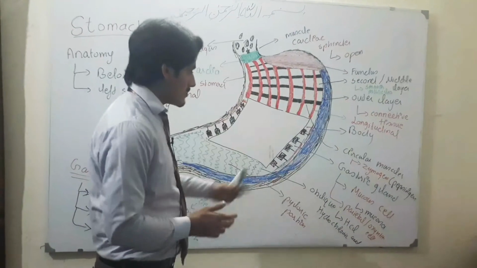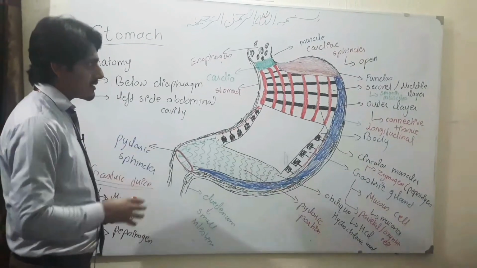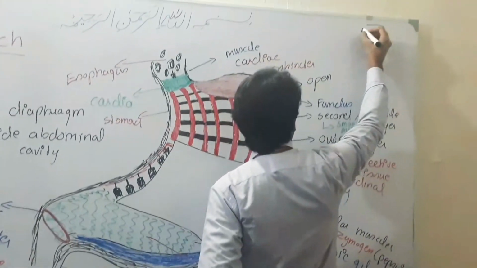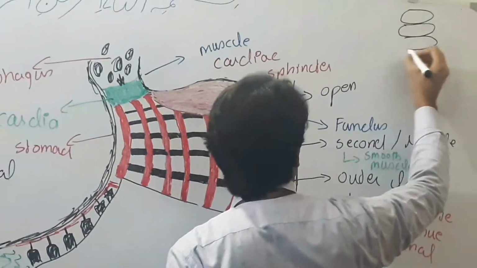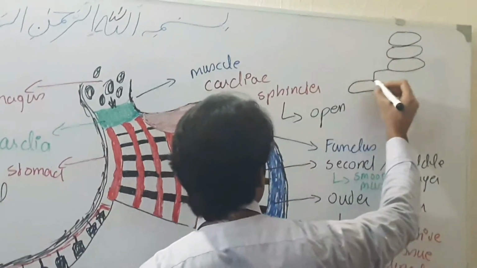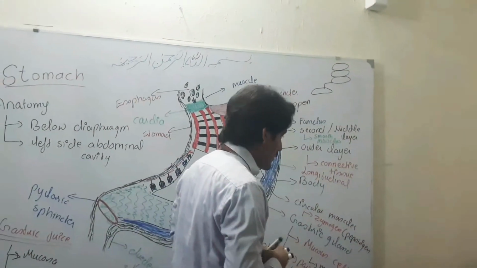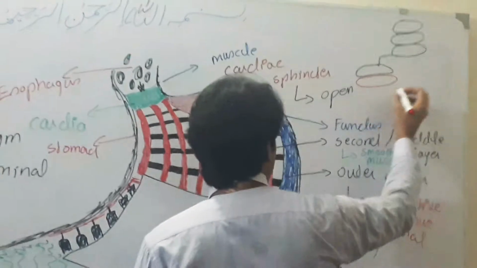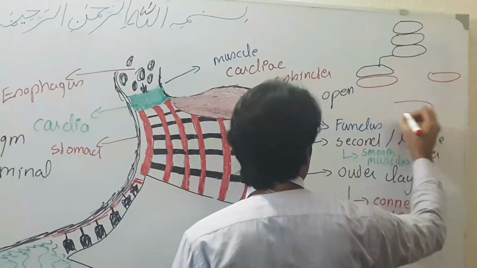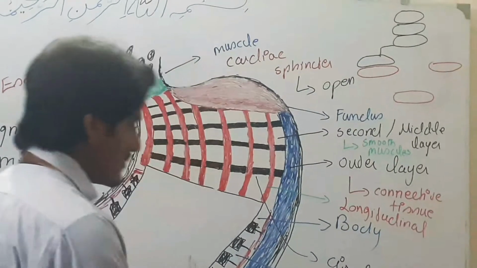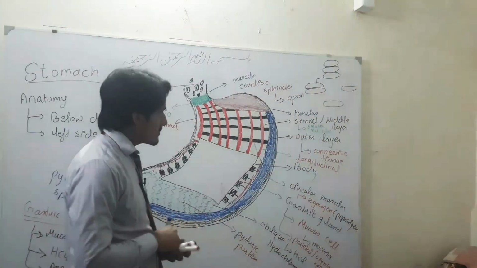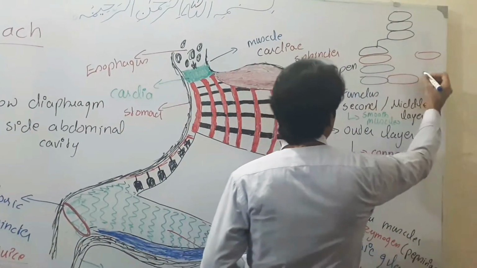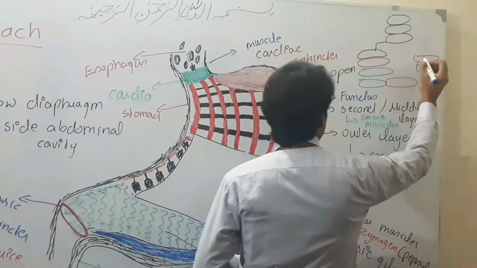Okay, let's see. I will draw the structure of these cells. The structure of these cells is basically like that. There is a gastric gland, and three cells are present inside it. The first one is the mucous cell. These are mucous cells which secrete the mucus. Next are the parietal cells.